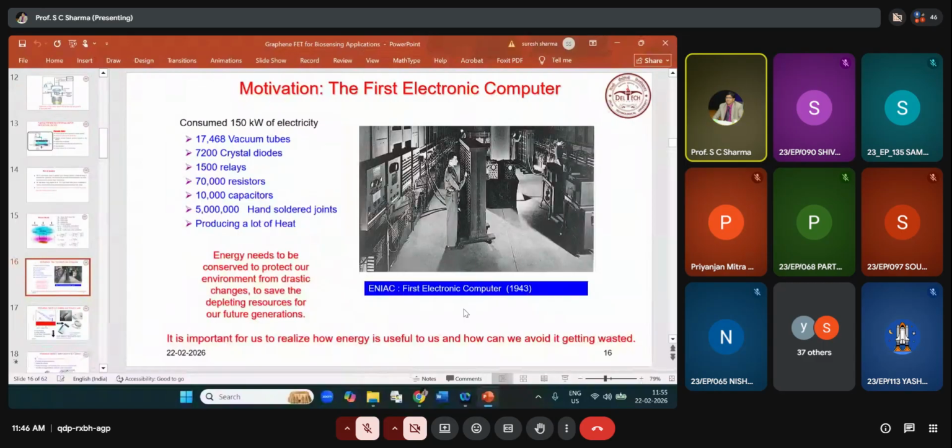Now this first electronic computer had so many vacuum tubes, crystal diodes, relays and resistors. Energy needs to be conserved to protect our environment from drastic changes and to save depleting resources for our future. So it is important for us to realize how energy is useful to us and how we can avoid it getting wasted. The first electronic computer was made in the year 1943.